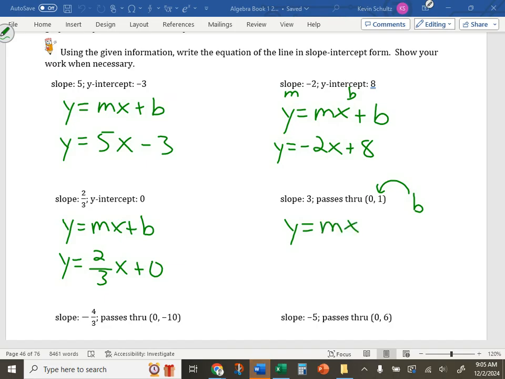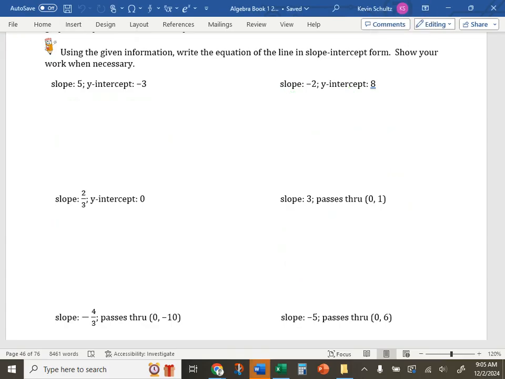So y equals mx plus b is our equation in slope-intercept form. Our slope is 3, so that goes in for m. And then our b value is plus 1. And so y equals 3x plus 1. Okay? The next two are very similar. I'm not going to give homework tonight, but I want to bring you down to kind of the next level of this.